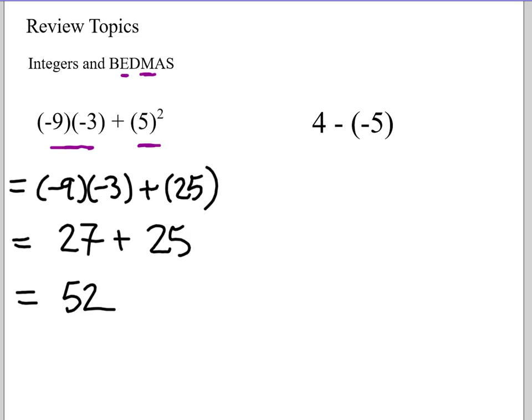Okay, over here, this is my concern. This is the one that gets lots of people. 4 subtract negative 5. We talked about subtracting a negative being the same as adding a positive. So the answer there would be 9.